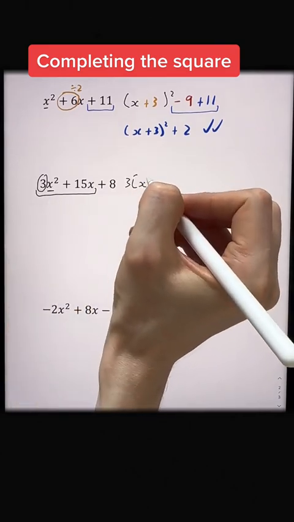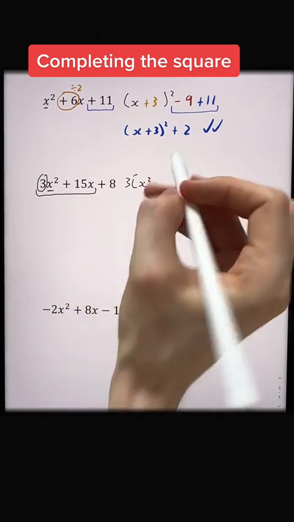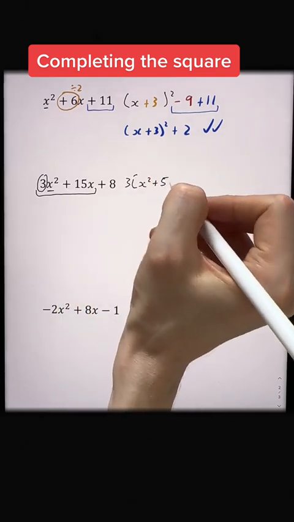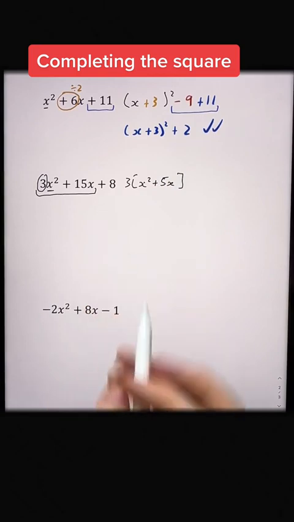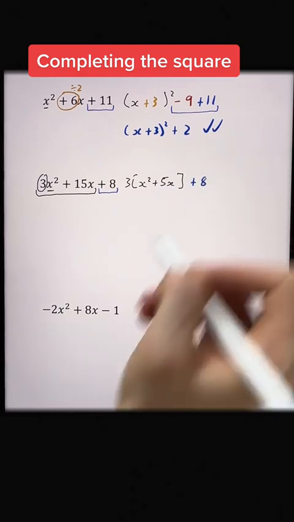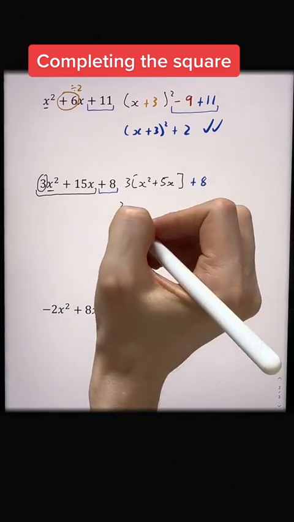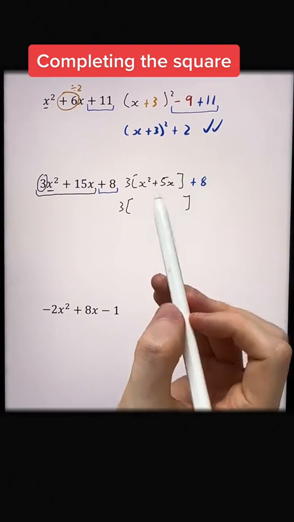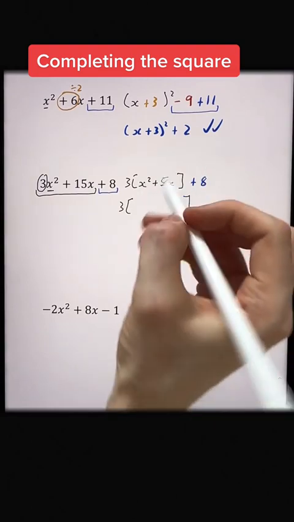Well, I'm missing x squared. And what do I times 3 to get back to positive 15x? I'm missing plus 5x. And I leave the number term on the outside, in this case, plus 8. We should now notice we've got a similar question to part A. So on the inside here, I'm going to complete the square for x squared plus 5x.